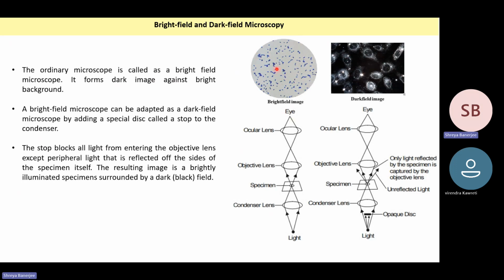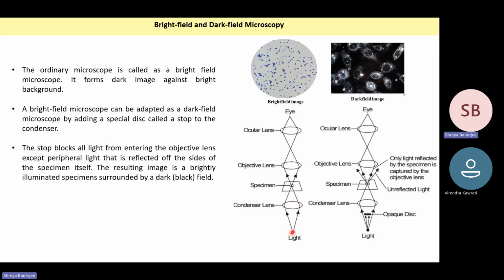So how this happens is that, as you know, light passes through a condenser lens. So that is condensing the light on the specimen. And then from the specimen, it passes through an objective lens. And from the objective lens, it passes through an eye lens or ocular lens and reaches the eye, which is the basic buildup of a compound microscope. Only this additional condenser lens is added.